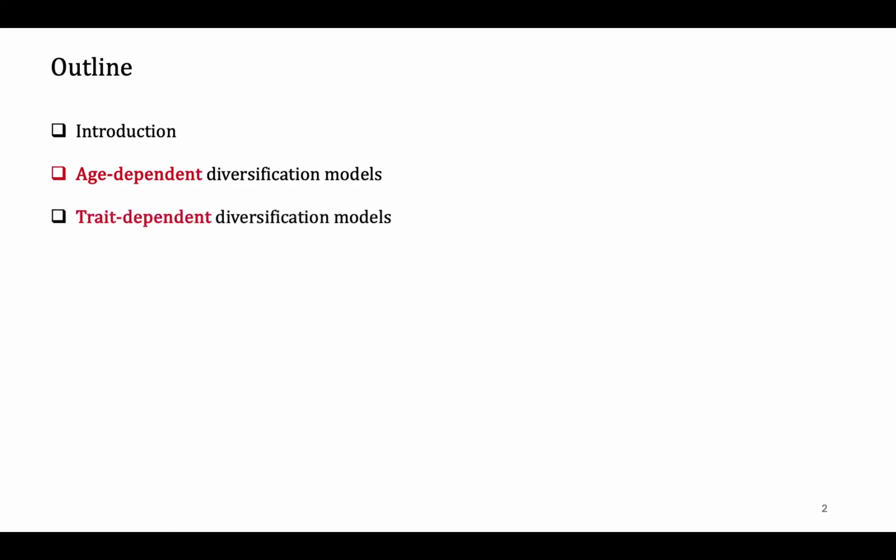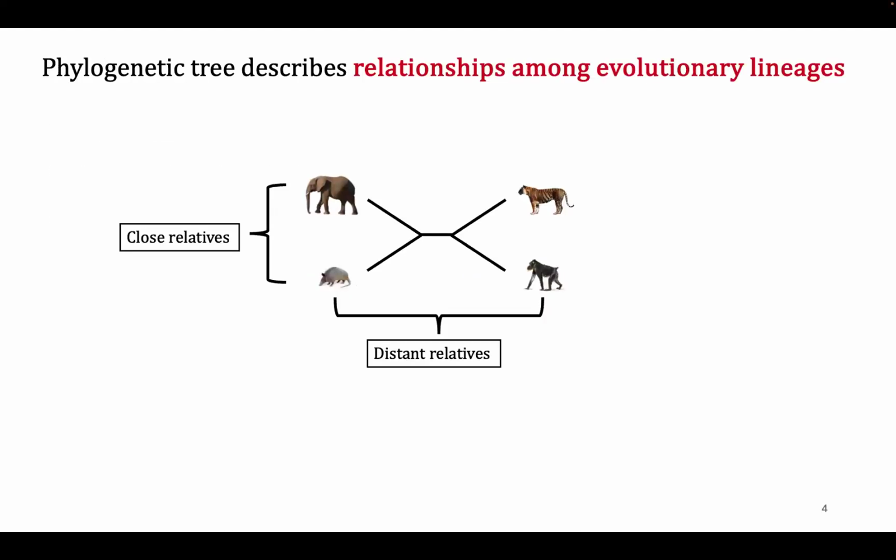All right, so just as a general outline for the talk, I will go through the introduction, and then I will present some classes of models for studying macroevolution. I'll talk about age-dependent diversification models, and also trait-dependent diversification models, and last are the diversification models for species range evolution.